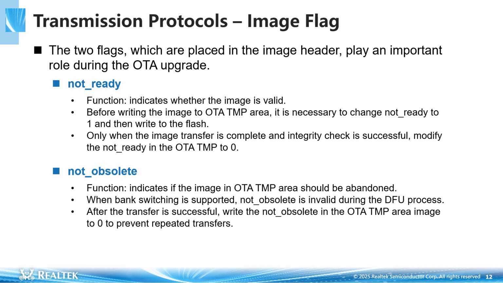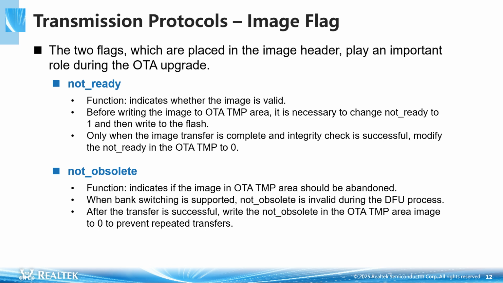When an image is transferred via Bluetooth to the OTA temp area, there is a risk of power interruption. Therefore, before writing to the OTA temp area, the not ready flag should be changed to 1 and then written into Flash. Once the image transfer is complete and the image integrity is verified successfully, the not ready flag in the OTA temp area image should be set to 0, indicating that the OTA temp area image is valid.